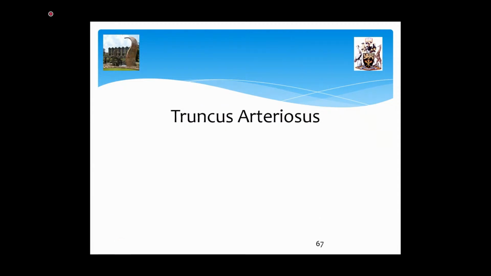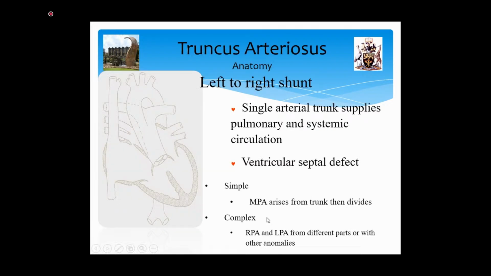Truncus arteriosus is the other T. It just means that instead of having 2 blood vessels coming from their heart, you have only one trunk coming from both ventricles, and then it splits into the aorta and pulmonary arteries. Because if there's no obstruction to blood flow into the lungs, the pressures in the lungs will be so high, we need to have these children repaired early.